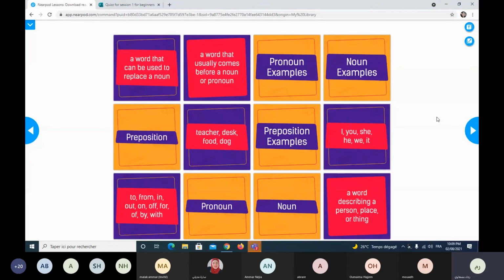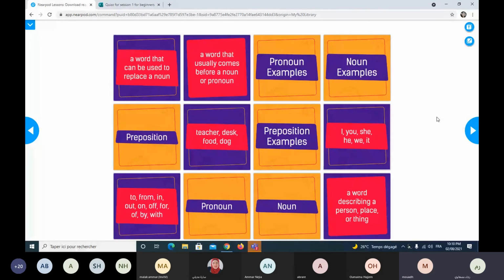So, if you want to answer, as usual, raise your hands, please. Yes, Lina. Pronoun examples: I, you, she, he, we, it. Very good, Lina. These are the examples of pronoun. Excellent. Thank you.